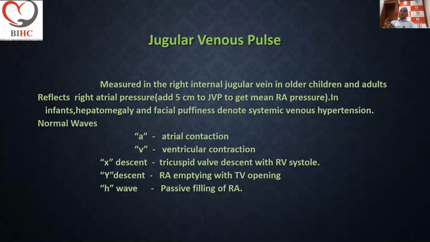Among the waves, you know that the A wave denotes atrial contraction and the V wave denotes ventricular contraction. The X descent is the tricuspid valve descent with RV systole. The Y descent is the RA emptying with tricuspid valve opening. And the H wave, not commonly seen, shows passive filling of RA.